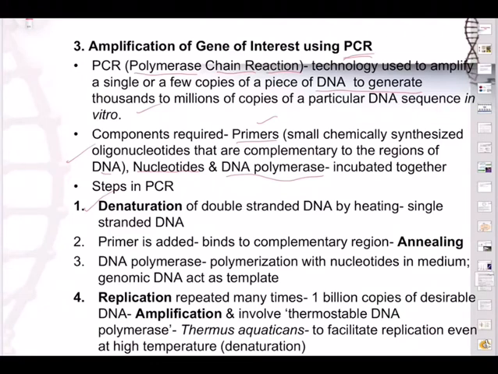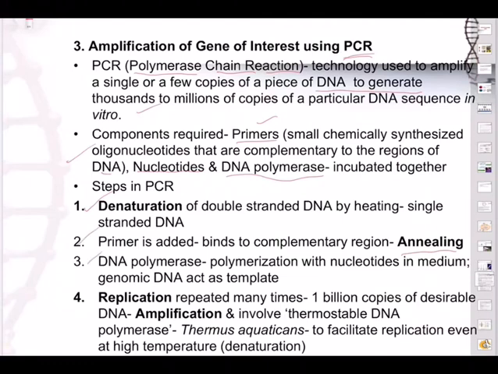And then primer is added, which binds to the complementary region. This is called annealing. Two oligonucleotide primers anneal to each of the single stranded template DNA, since the sequence of primers is complementary to the 3' ends of the template DNA. This step is carried out at a lower temperature, usually 40 to 60 degrees centigrade, depending on the length and sequence of the primers. And then DNA polymerization.